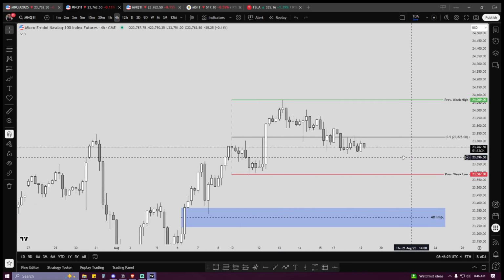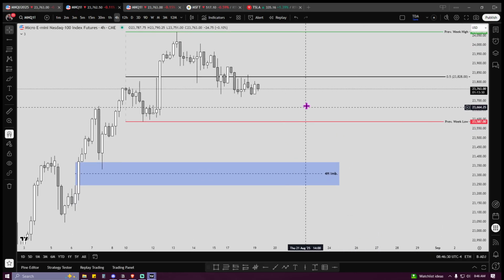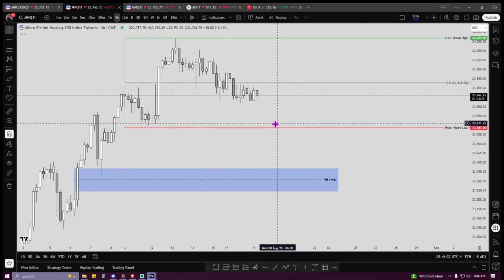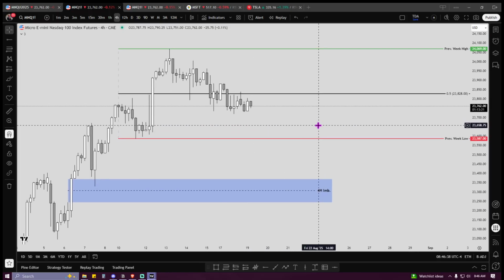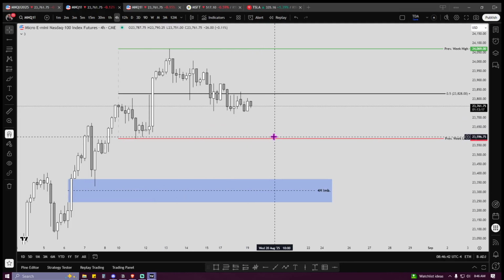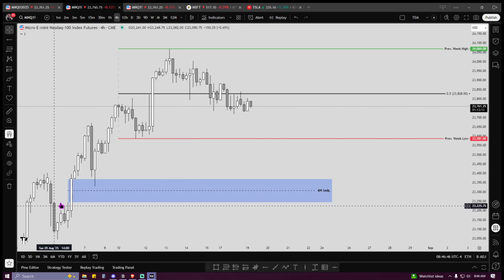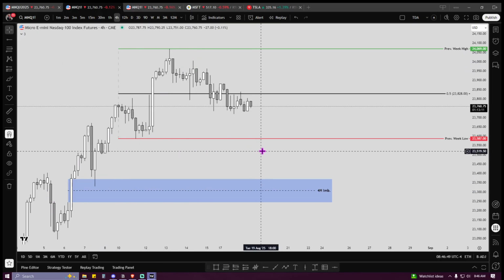And then to drop into the 4-hour and the scenarios I'm looking at. So both scenarios I'm looking at is going to involve playing the price action off of previous week low. So first scenario is we come down to previous week low and we look to follow the uptrend because that will be our highest probability.